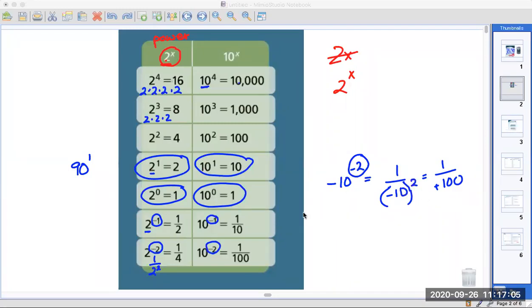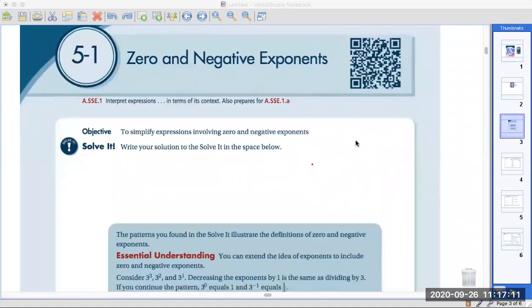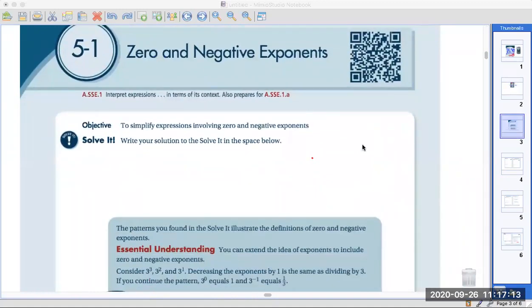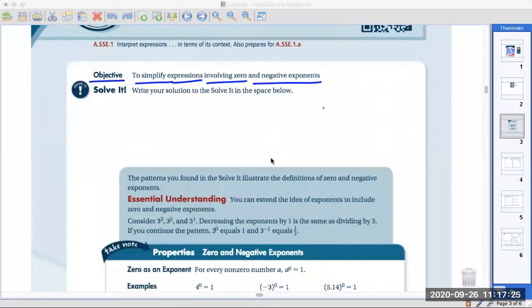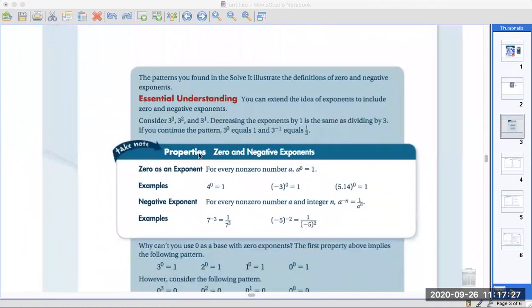All right, so this little chart gives you an overview of what we're going to be doing in this lesson. So let's go back to our page, lesson 5.1 and negative exponents. And what we're learning, the objective, is to simplify expressions involving 0 and negative exponents. Let's go straight to our chart.